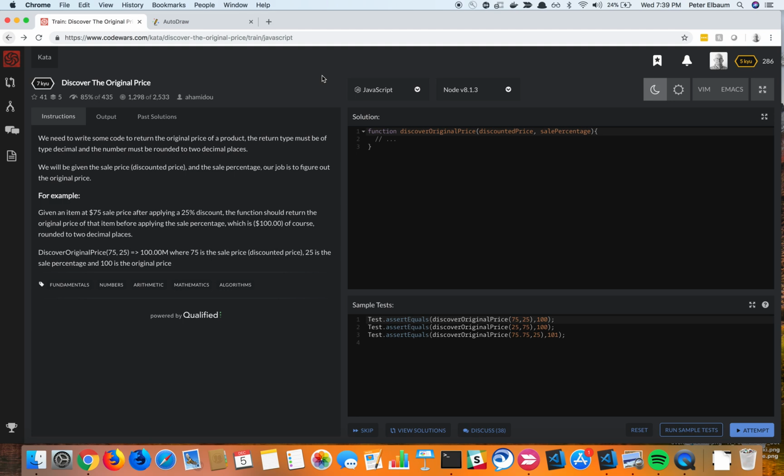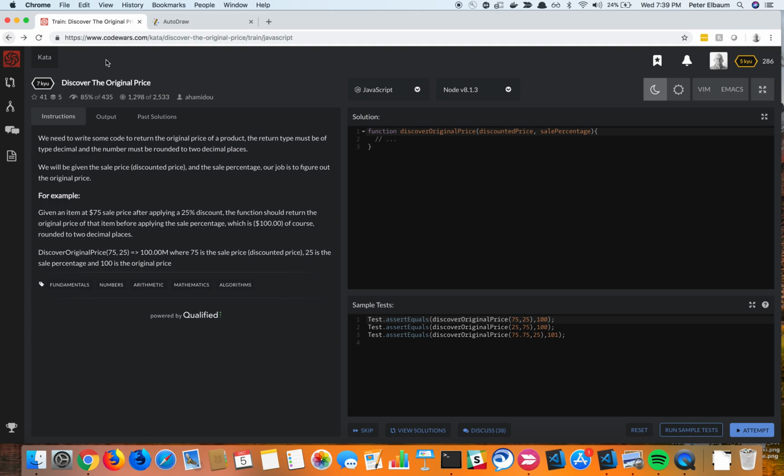So this is called Discover the Original Price. You can see it's level 7. They go from 8 to 1, 1 being the hardest. So this is towards the easier side of things. So I wanted to go ahead and start it out a little bit lighter, though I think there are a couple parts of this that could be challenging.